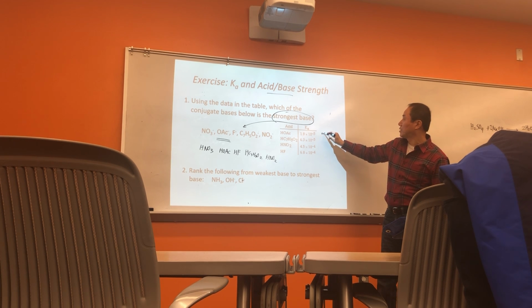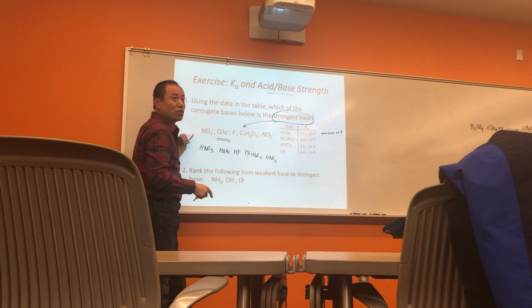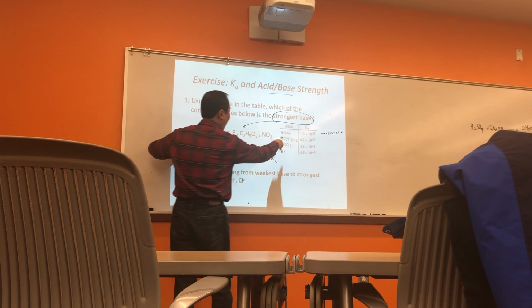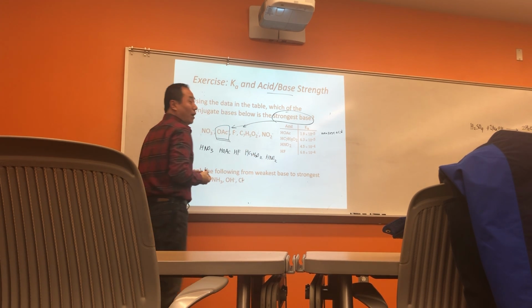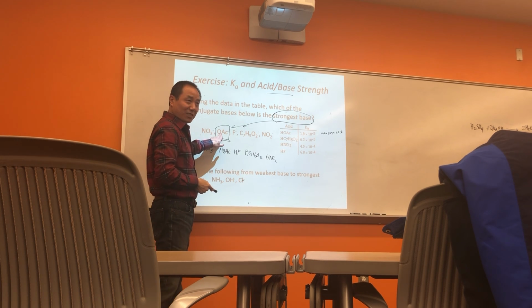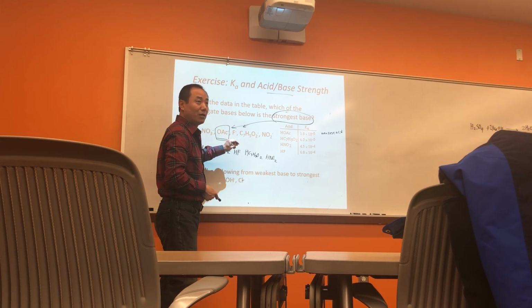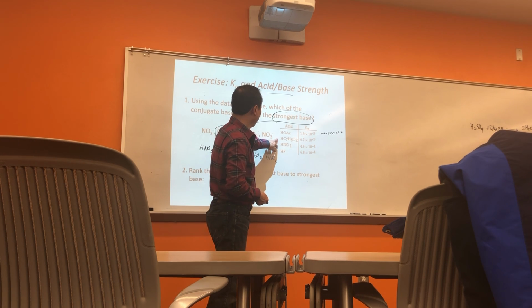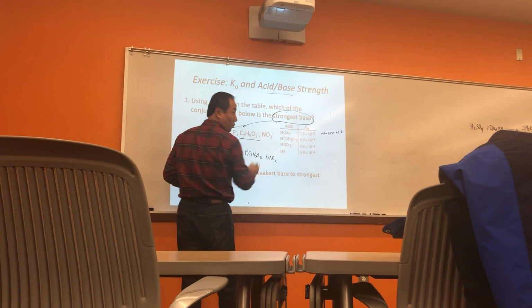So this is the weakest acid. They are all weak acids, but this is the weakest acid. If this is the weakest acid, its conjugate base should be the strongest base. That's why the conjugate base of OAc is the strongest base. And so then, which one is the next strongest base? From here, this one is the next weakest acid, which means this guy should be the next strongest base.